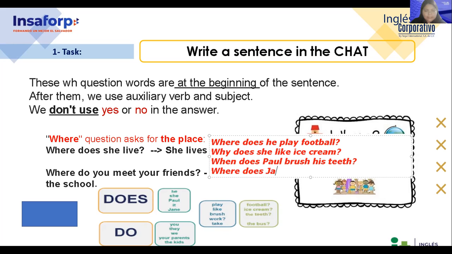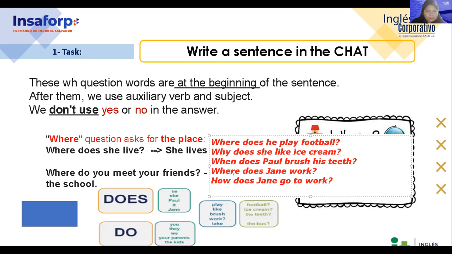Where does Jane work? Okay. Y la última, tenemos ahí el complemento que dice the bus. ¿De qué me estaría preguntando? No, esta última, the bus. Estamos hablando entonces de medio de transporte. ¿Cómo llega al trabajo? ¿Cómo hace para ir al trabajo? How does Jane go to work? Excellent, guys. Let's see the next one.